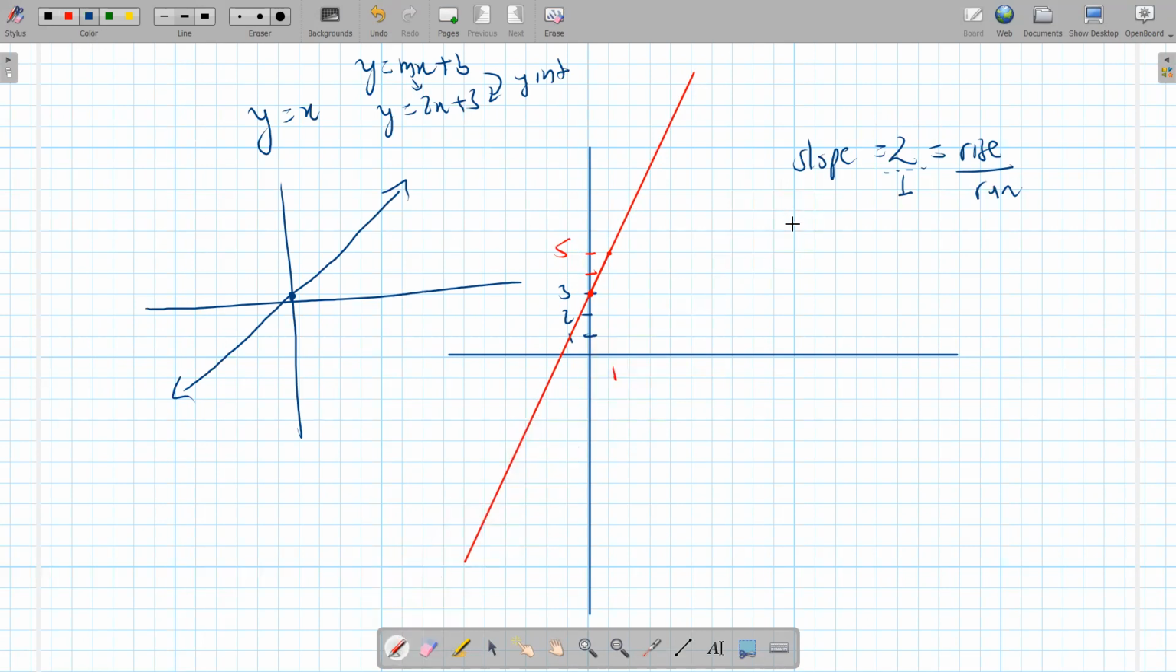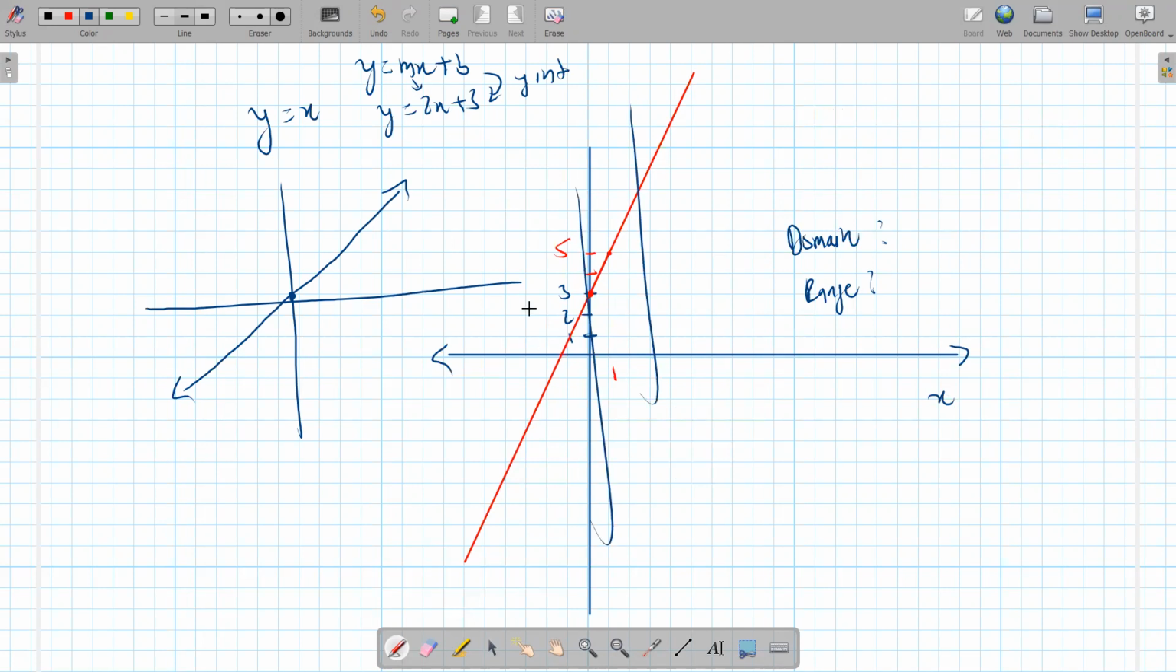And we can also talk about the domain and range of this function. Domain is the possible x values the function can take. And by the way, this is a function, okay? Linear is a function. How do you know it's a function? It passes the vertical line test. If you draw a vertical line, it's only going to intersect the graph once. So that's how we know it's a function.